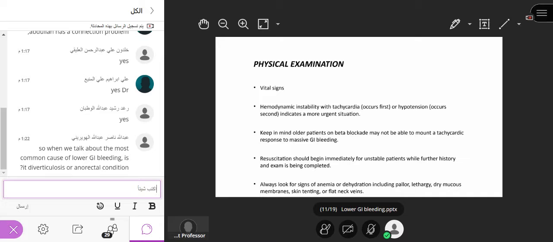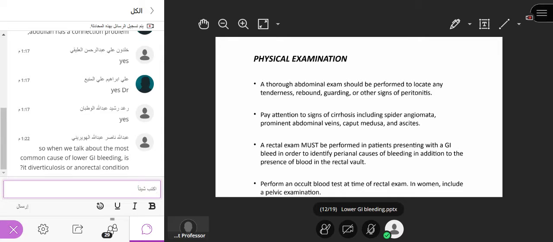Resuscitation should begin immediately for unstable patients, while further history and examination are completed. As I told you, in an emergency we do ABCD, and along with that, we do evaluation and resuscitation concomitantly. Always look for signs of anemia or dehydration, including pallor, lethargy, dry mucous membranes, skin tenting, and flat neck veins. If you find signs of dehydration, this is a feature of shock. The patient has bled too much and requires resuscitation.